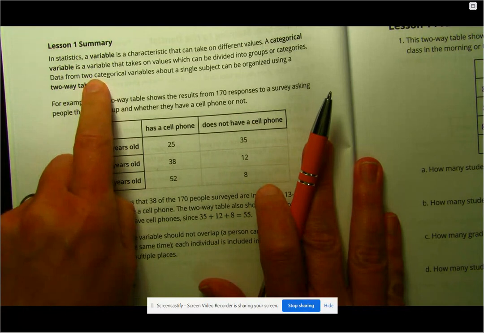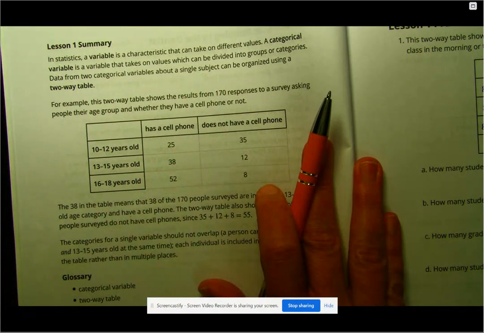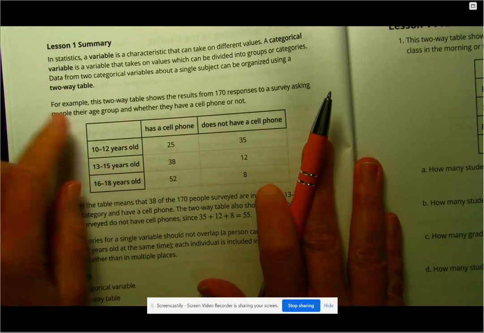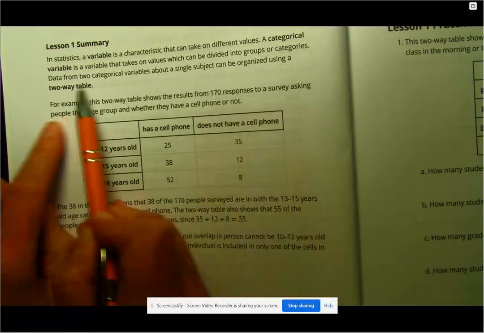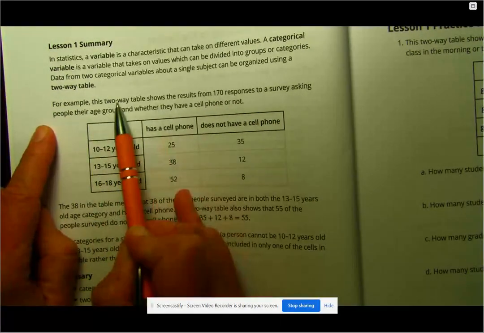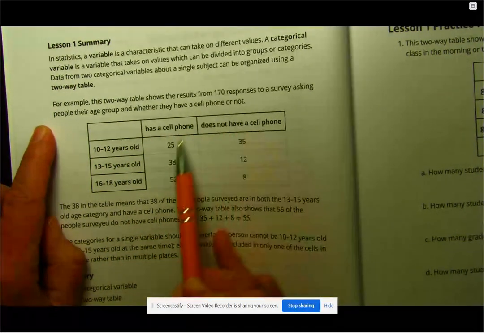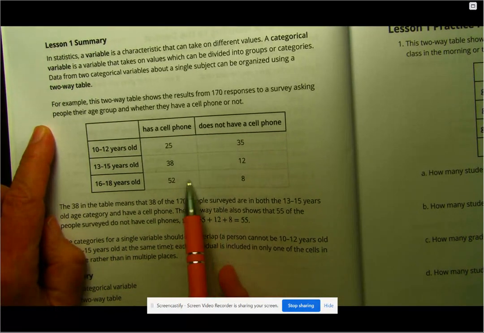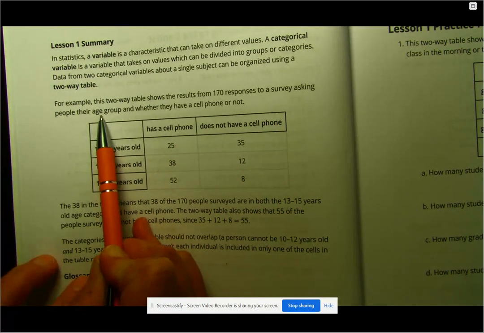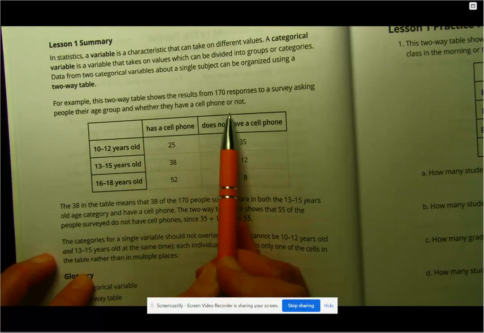Data from two categorical variables about a single subject. So we're asking each person, like, do you have a cell phone? How old are you? Okay. We can organize that in a two-way table. This two-way table shows the results from 170 responses. So all of this is going to add up to 170 to a survey asking two questions. What's your age group? So they would check which age group and whether or not they have a cell phone.